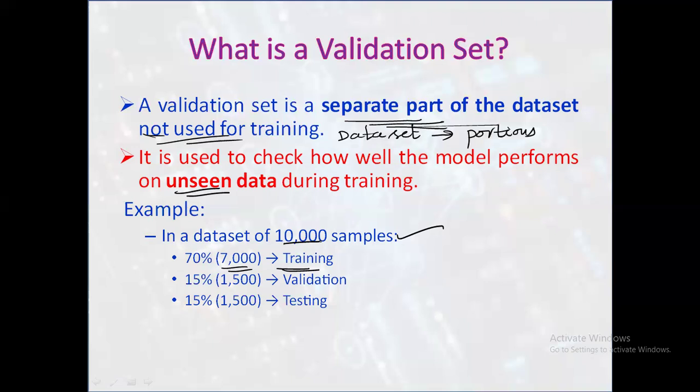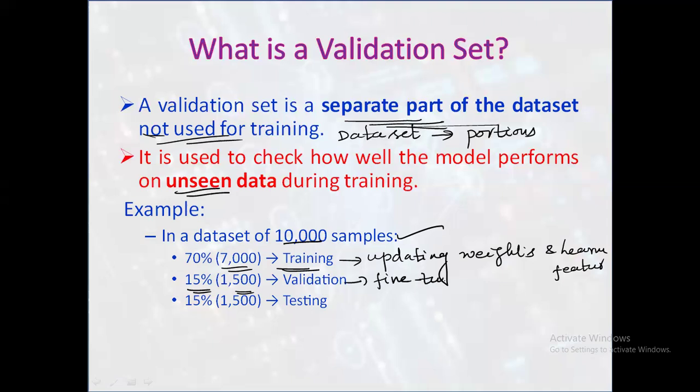This part is used to train the model. Training means what? Updating weights and learning features. That is known as training. And we are going to take only 15 percent for validation. 15 percent means how much? 1,500. We are using it during training to fine-tune the hyperparameters and make decisions like early stopping.